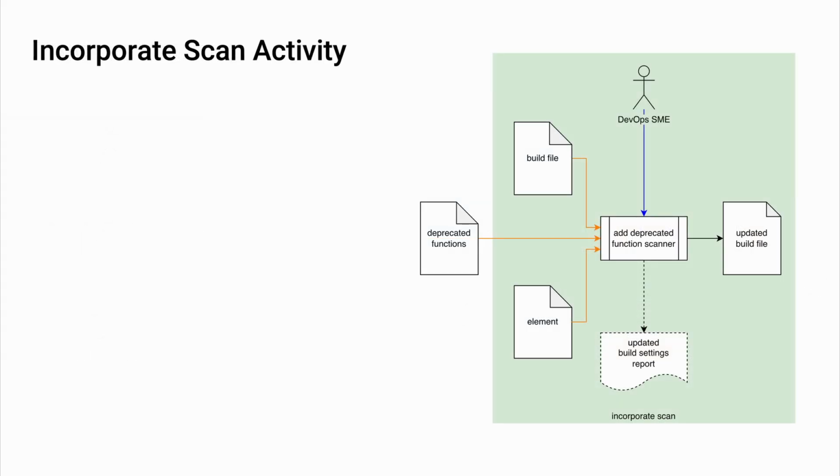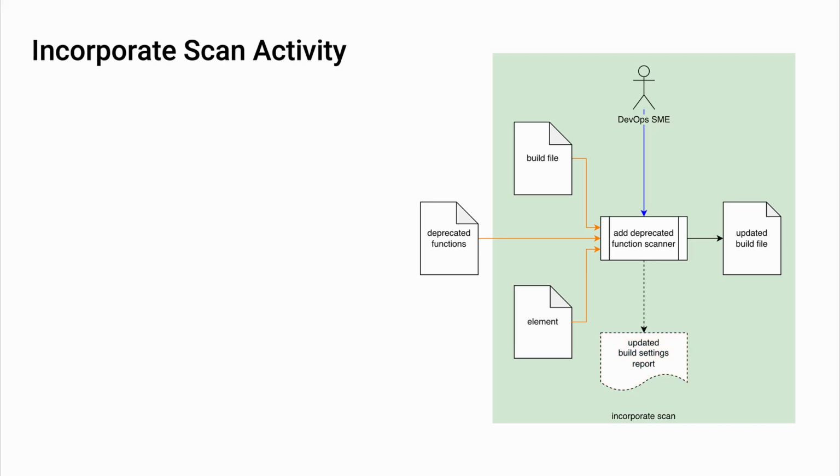In the incorporate scan activity, the DevOps SME takes the deprecated function list, the element to be scanned, and the build file, and makes the changes necessary to the build file to enable scanning. This results in an updated build file. If the build settings are changed, an updated build settings report is generated.